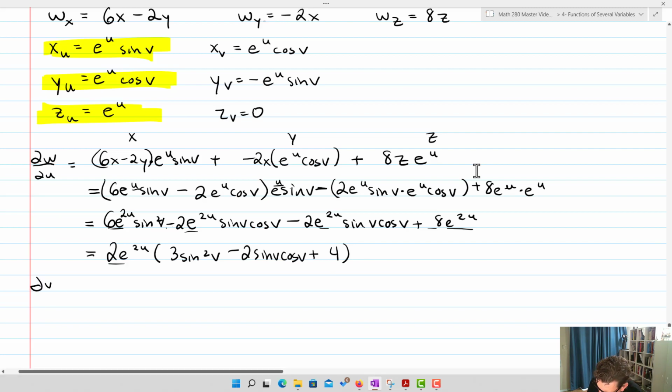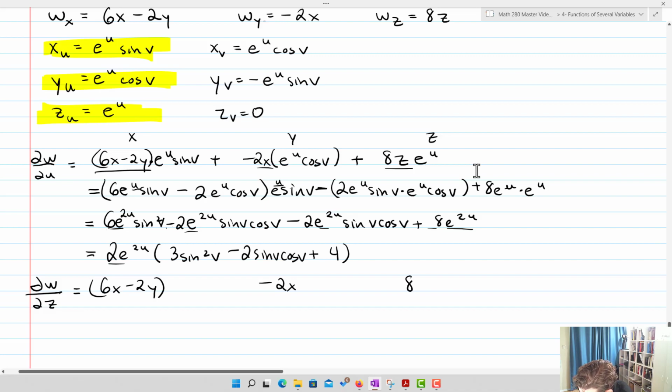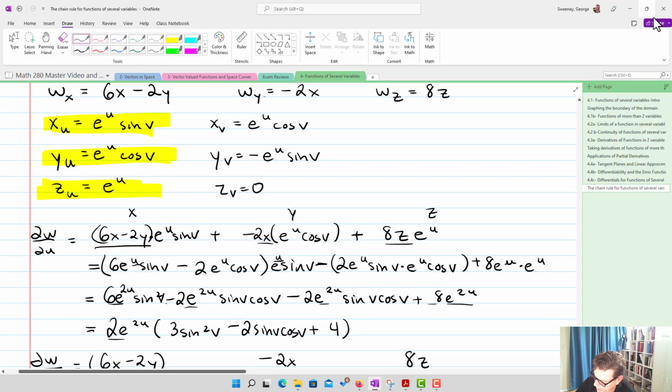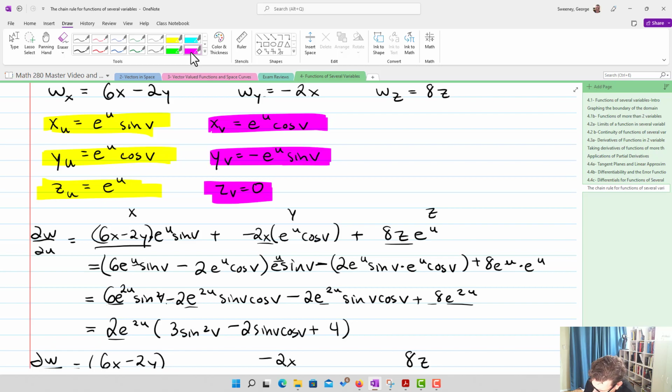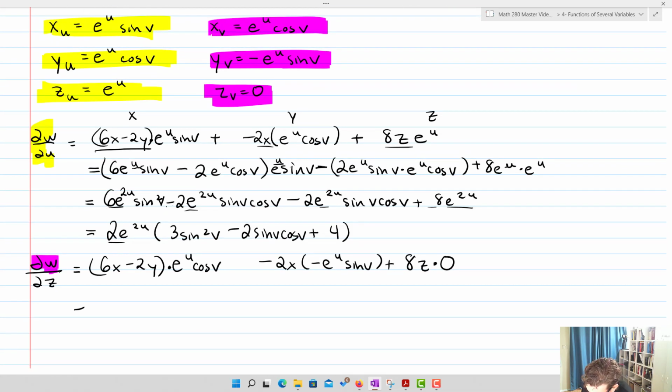Now let's do the partial of w with respect to z. Again, we've got our x's, our y's, and our z's. X's stay the same, 6x minus 2y. And then we'll have negative 2x for the y, the partial with respect to y, and 8z for the partial with respect to z. And we are now going to use our v's for this one. And so this is going to be times e to the u cosine v, and then negative e to the u sine v, plus, and this is going to be times 0. So this is going to end up being 6 times e to the u sine v minus 2 e to the u cosine v times e to the u cosine v minus 2 e to the u sine v.